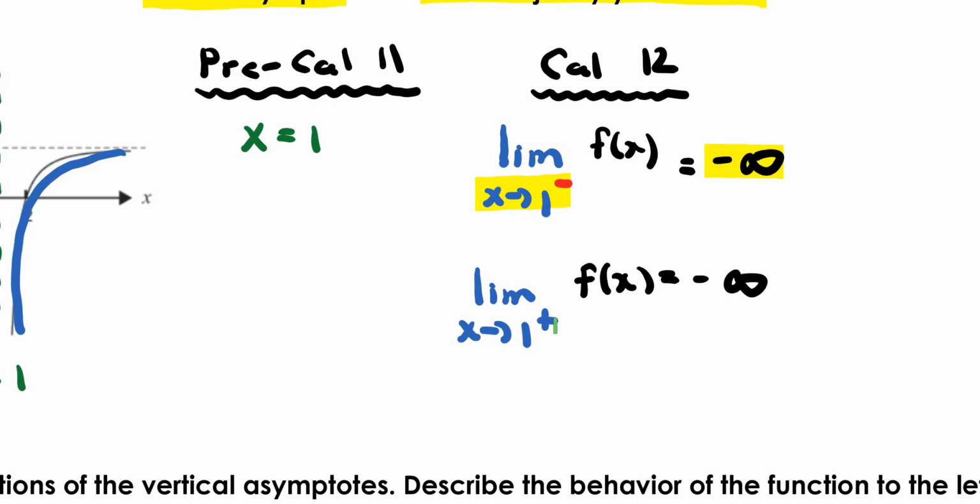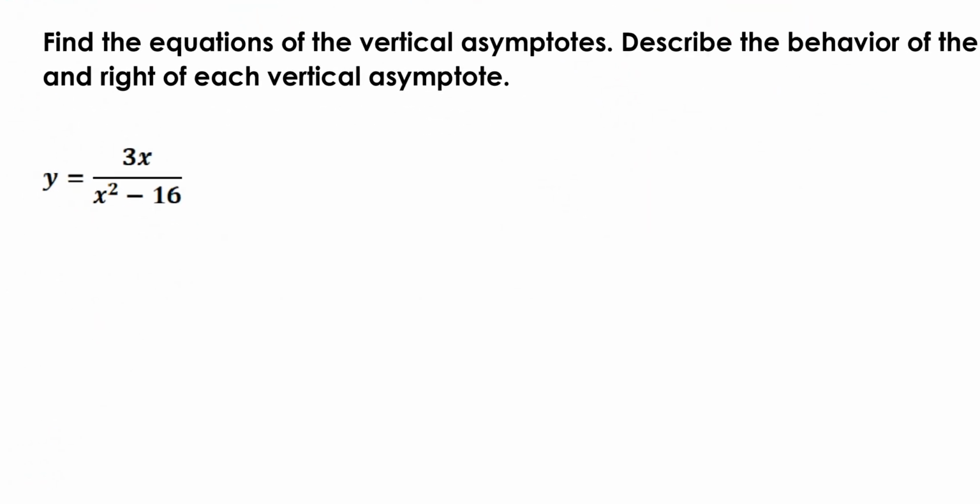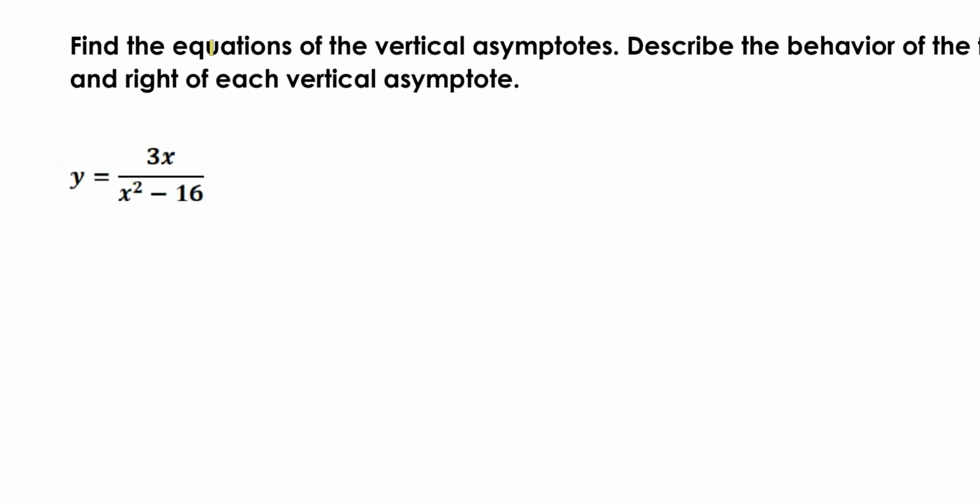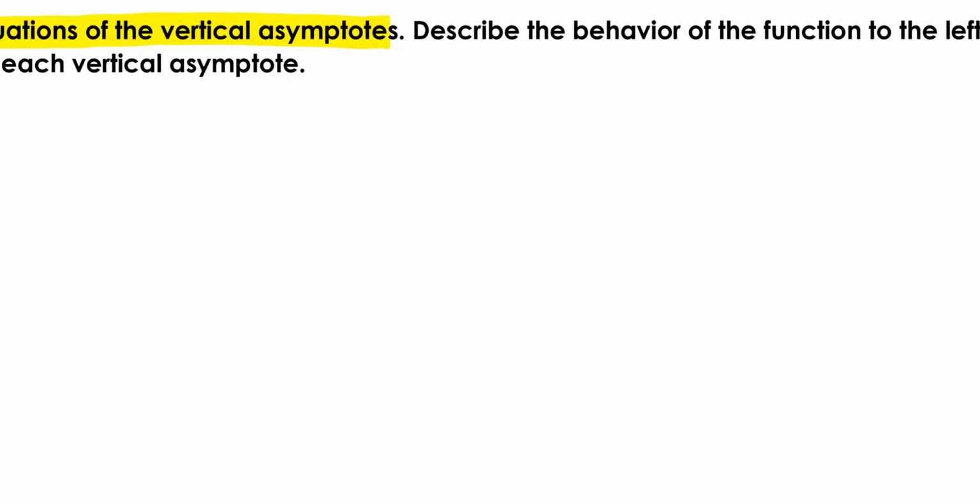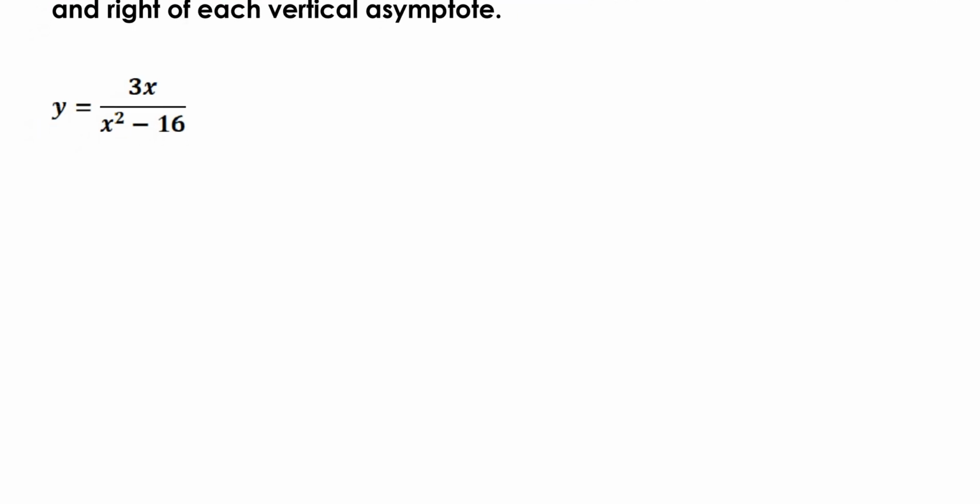Notice that these are particularly one-sided limits now, and you need to go to positive or negative infinity to justify that you do have a vertical asymptote. Okay, let's go over a quick example here, and for this question I need to find the equations of the vertical asymptotes, and we need to describe the behavior of the function to the left and right of each vertical asymptote.